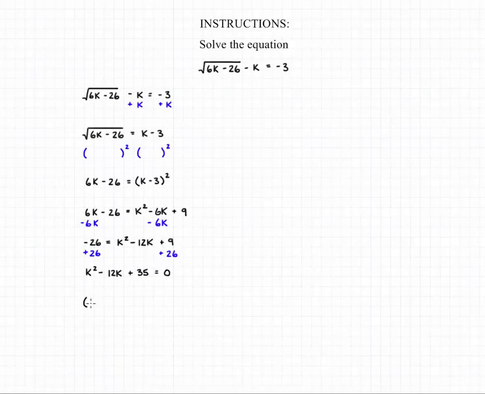And from here, we can factor. So we're looking for two numbers that multiply to positive 35 and add to negative 12. We can use negative 7 and negative 5, and then solve for k. So if k minus 7 is equal to 0, we can add 7 to both sides of that equation and determine that k is equal to 7. On the other hand, if k minus 5 is equal to 0, we can add 5 to both sides of that equation, and that is going to give us that k equals 5.